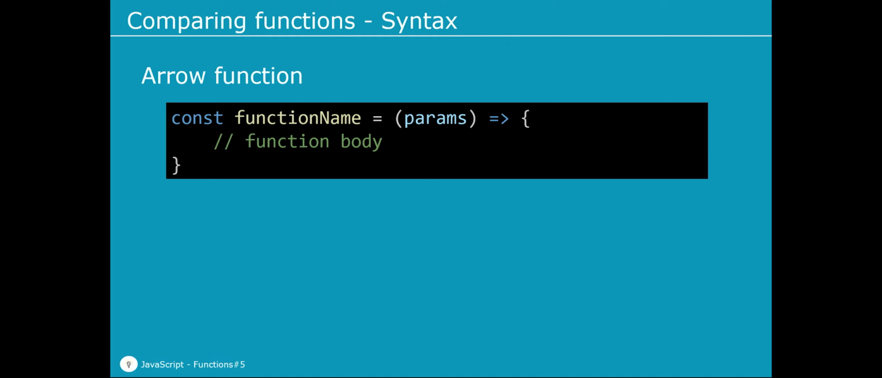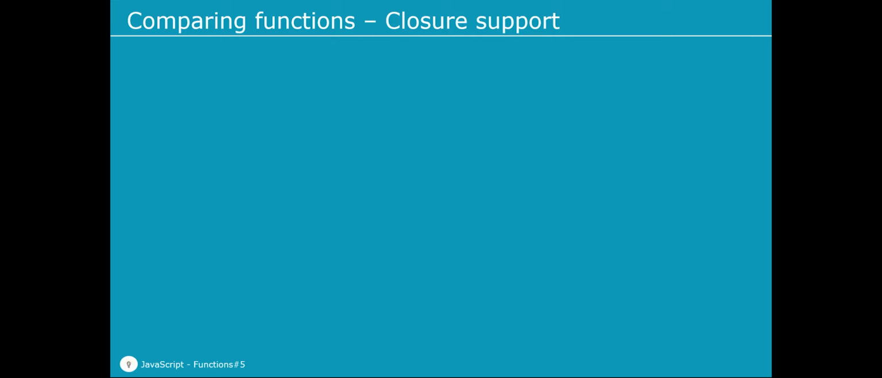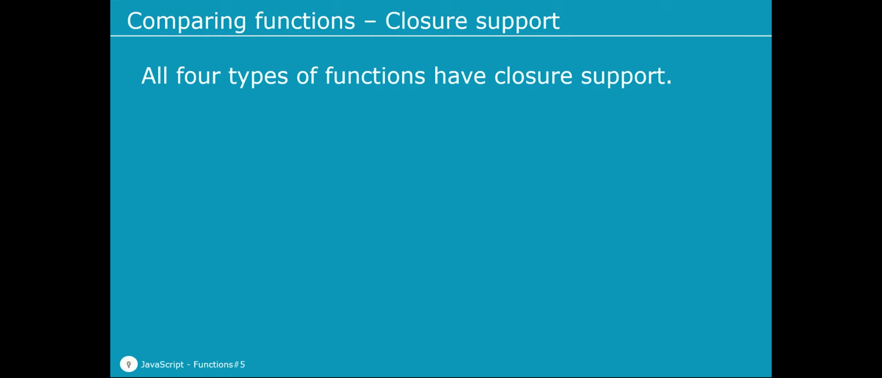An arrow function is also an expression, and we use an arrow to define this type of function. It has a shorter syntax than a normal function. And finally, the IIFE. It is also a function expression that executes immediately after its definition, and it executes only once. Now we will discuss closure, and all four types of functions have closure support.